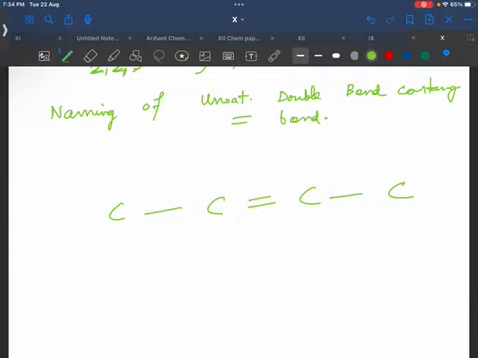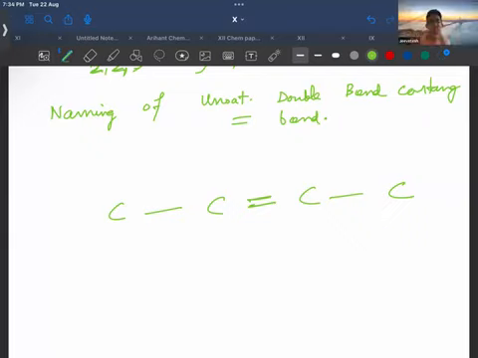For example, you want to name this guy. Again, same thing, decide the parent chain. And listen to my statement very carefully. Whenever you have a double bond in the compound, that double bond should be there in the parent chain.